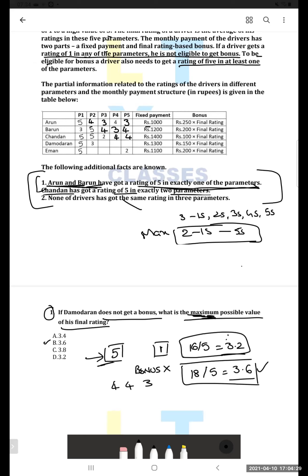Why not another 5? Sir, another 5 should not come, right? Where is it written that they cannot get it, any specific condition? That condition was given only for A and B. A and B have got exactly a rating of 5 in 1 parameter. Chandan has got a rating of 5 in exactly 2 parameters, but they did not say anything about D and E. So D and E would have got two 5s. Correct?